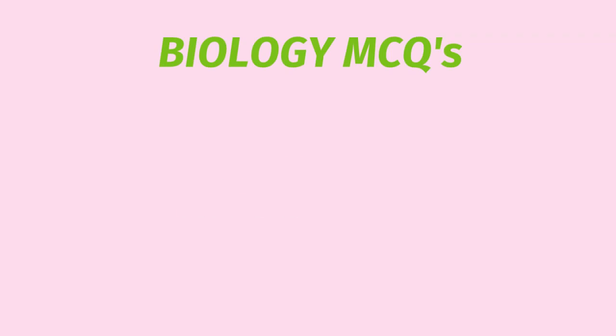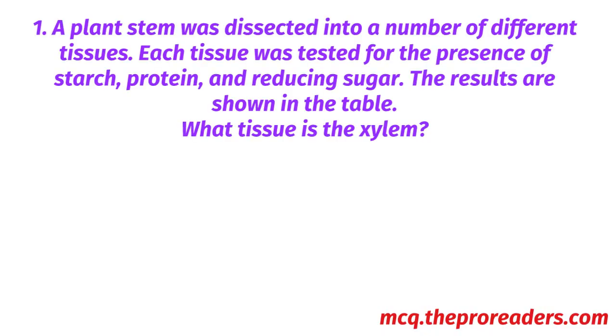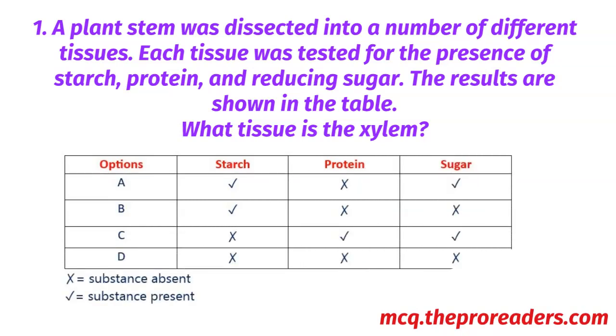Biology MCQs. Chapter 6, Transport in Flowering Plants. Quiz 5. A plant stem was dissected into a number of different tissues. Each tissue was tested for the presence of starch, protein, and reducing sugar. The results are shown in the table. What tissue is the xylem?